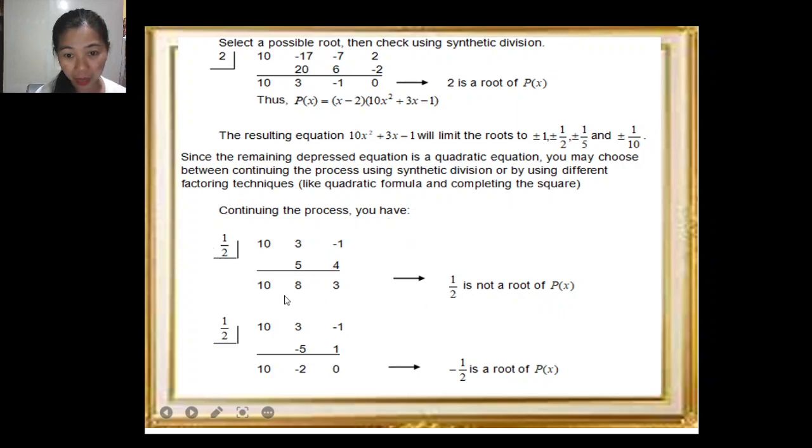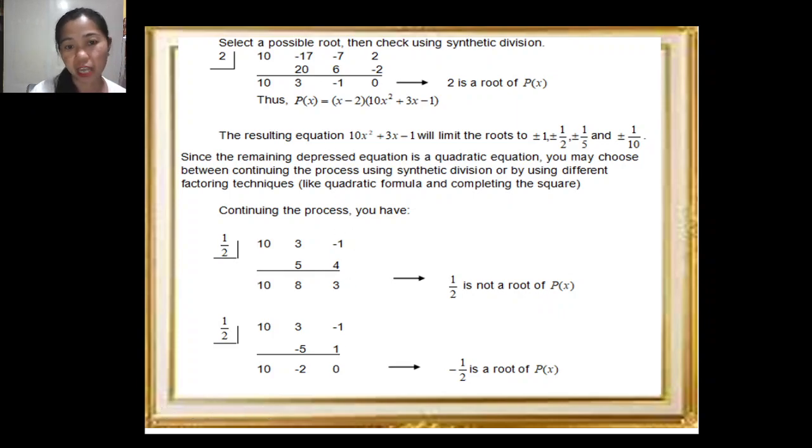Now, nung tinest naman si negative 1 half. So, ito ay negative 1 half. Bring down 10 times negative 1 half is negative 5, then add is negative 2 times negative 1 half is positive 1, if we add, 0. So, yung root mo na negative 1 half, siya ay root ng polynomial function kasi ang remainder mo ay 0.